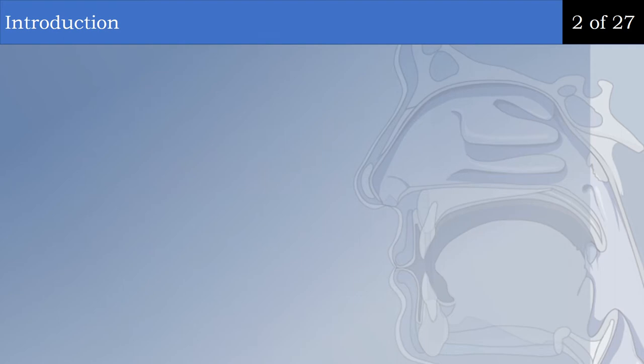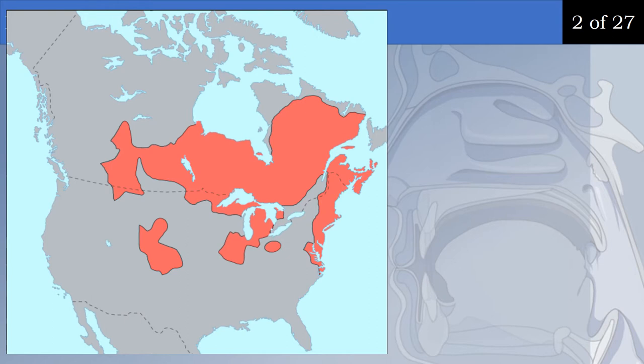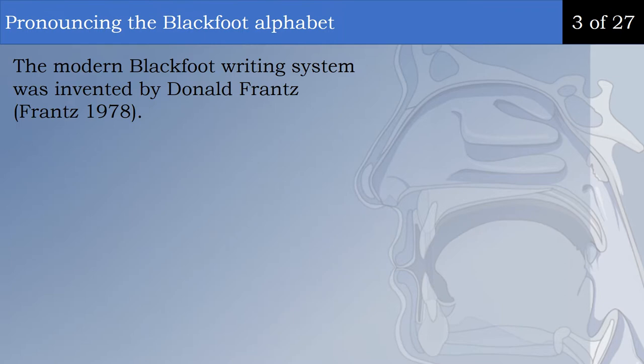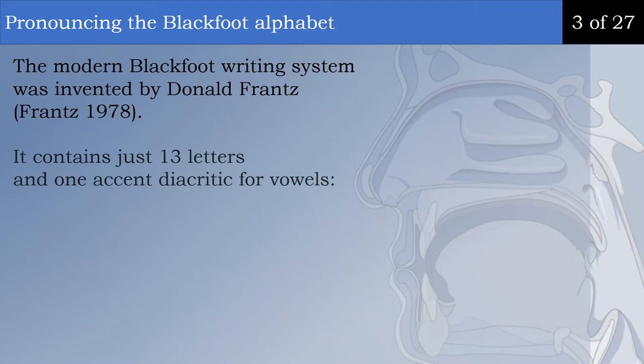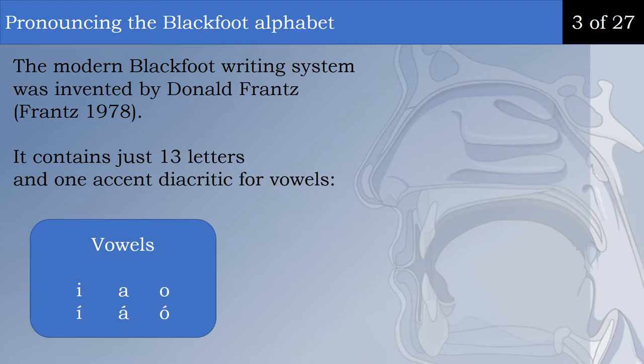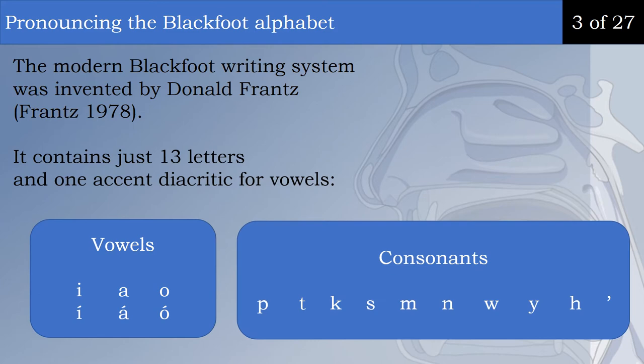The Blackfoot language is part of the Algonquin language family in North America. It's spoken by approximately 3,500 people in southern Alberta and northern Montana. The modern Blackfoot writing system was invented by Donald France and contains just 13 letters and one accent for vowels. The vowels of Blackfoot are I, A, and O. The consonants are P, T, K, S, M, N, W, Y, H, and an apostrophe that we'll refer to as glottal stop. We'll begin by taking a look at the vowels.